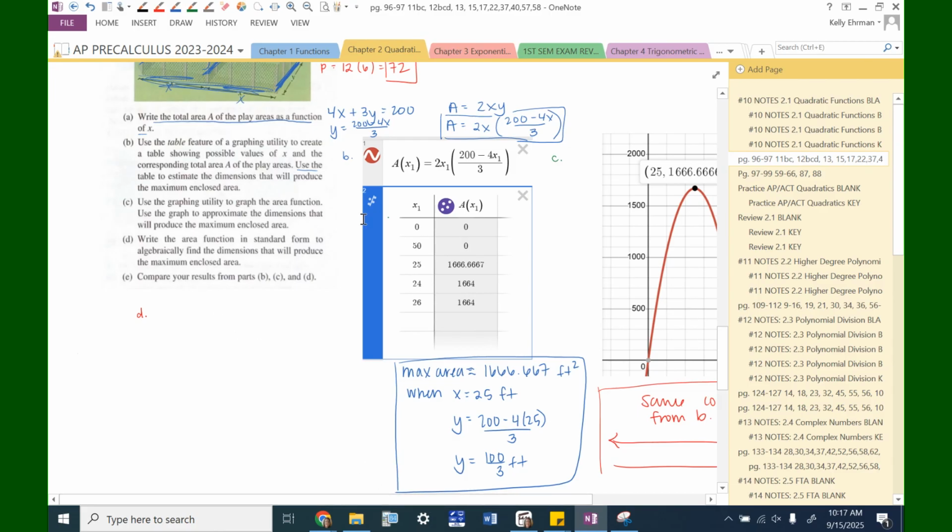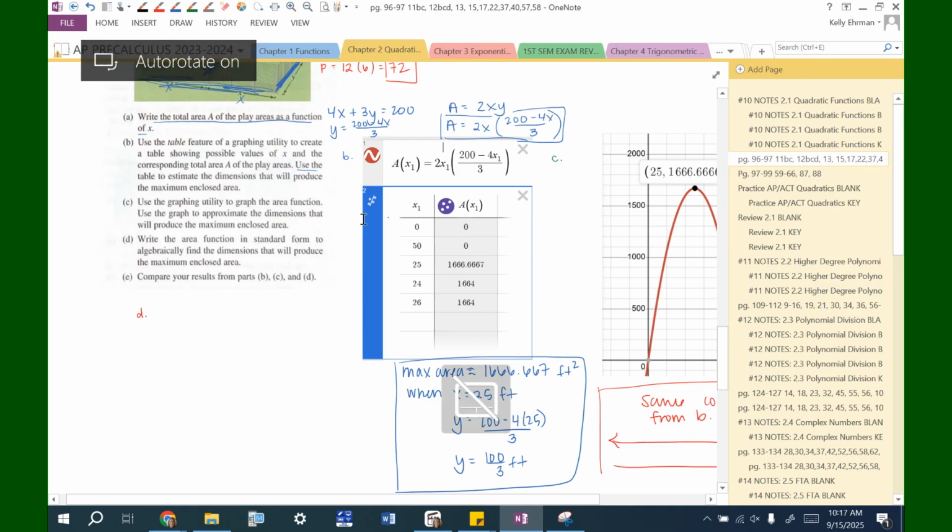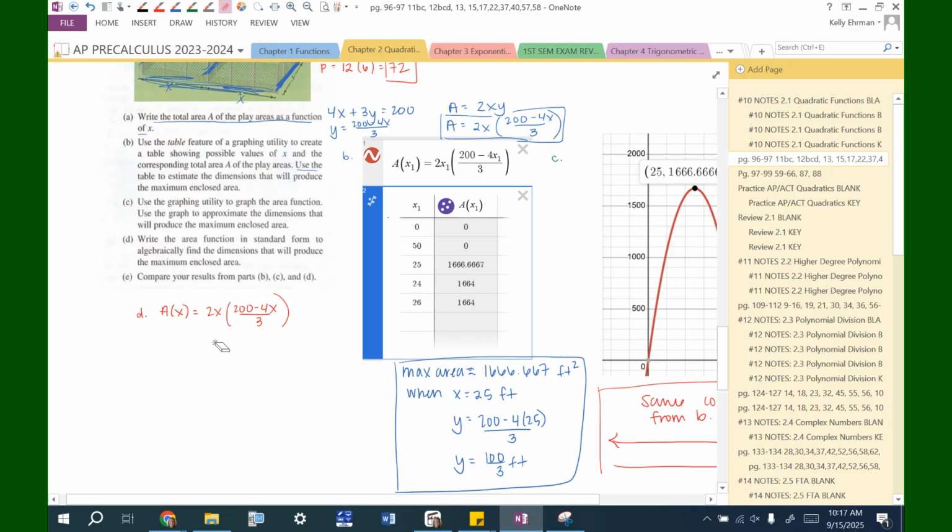Part D says write the area function in standard form to algebraically find the dimensions that will produce the maximum enclosed area. Now, we already have an A of x equation, but let's distribute it. So it was 2x times (200 minus 4x) all over 3. Oh, actually, no, wait. I don't need to do all of that. Let me distribute this through.